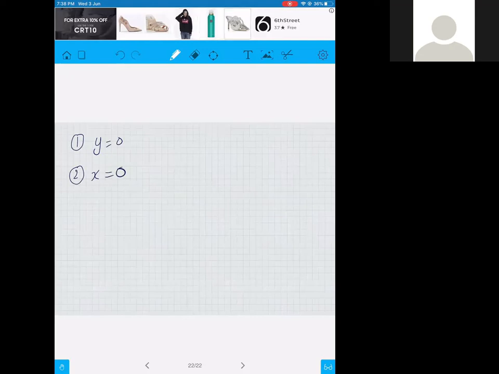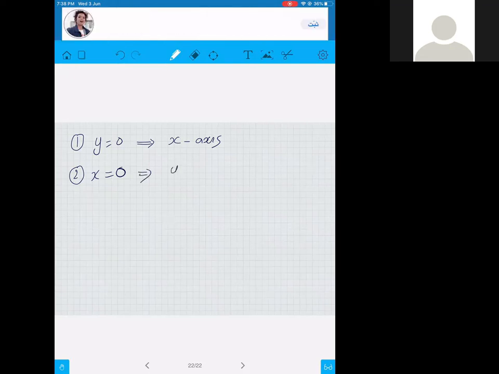Y equal to 0 and x is equal to 0. For the first one, there will be a line along the x-axis. That means y equal to 0 means which axis it is? The line is on the x-axis. Very good. So y equal to 0 means that is the x-axis. X is equal to 0 means it's the y-axis.